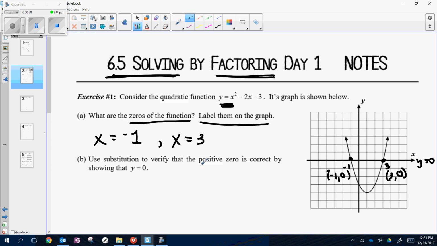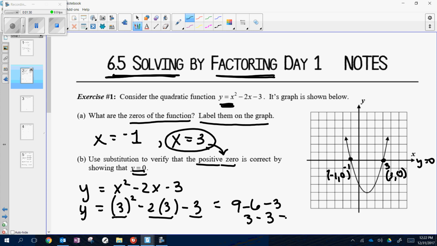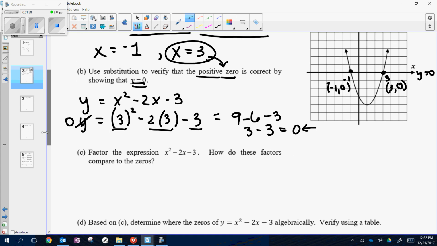Use substitution to verify that the positive 0, that would be this one, is correct by showing it makes y equal to 0. So we're going to start with y equals x squared minus 2x minus 3, and see what the y value is when x is 3. You square the 3, minus 2 times 3, minus 3. Calculating that would be 9 minus 6 minus 3, which is 3 minus 3. Yep, it gives me a 0. So this y value ended up being 0, which means it's exactly what we wanted.